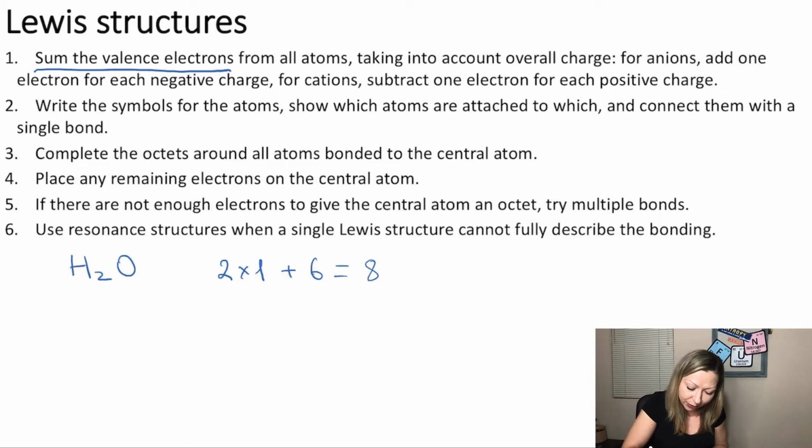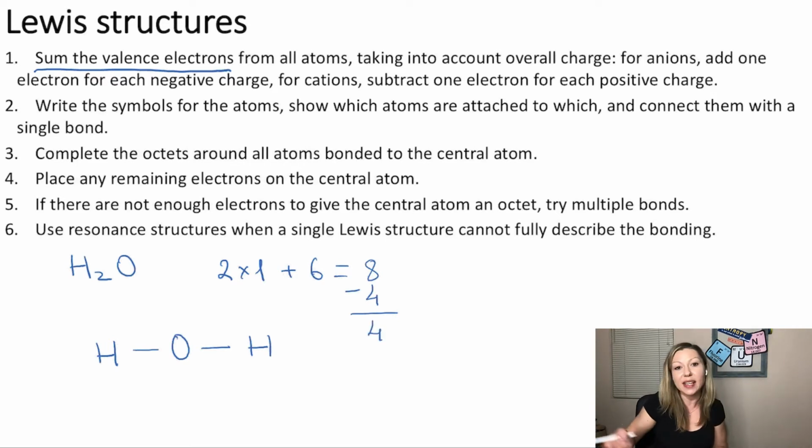Okay, now I have to write out the symbols. So oxygen is actually going to be the central atom in this case because we have only one of that. And then I'm going to use 4 electrons in 2 bonds to connect it to the hydrogen atoms. So now I used up these 4 electrons. So let's keep track because I still have 4 more. Question. Do I need to complete the octets around all atoms bonded to the central atom? Do I need 8 electrons around the hydrogen atoms or only 2?